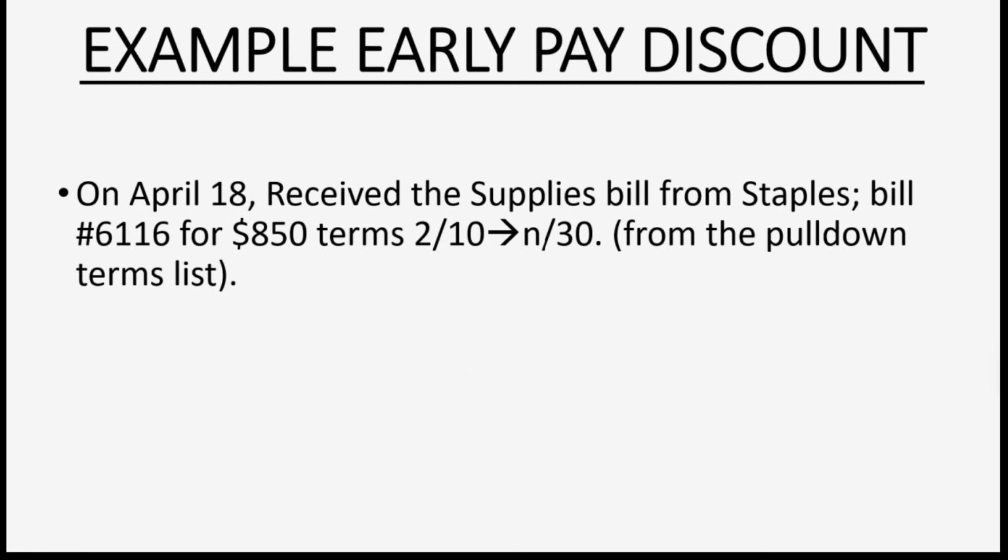So, let's imagine on April 18th, we received the supplies bill from Staples, number 6116, for $850, and the terms, as we learned before, were 2% discount if we pay within 10 days of the bill date, and if we don't, then the full amount is due in 30 days. And this set of terms is already on the terms list, and we already learned in an earlier customer-related video how to add terms to the terms list. So let's go ahead and record this bill.